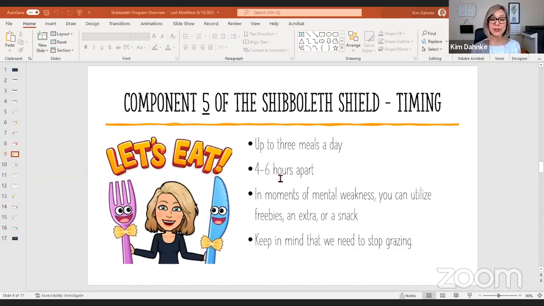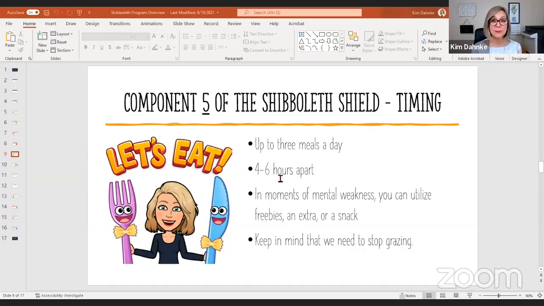You can have up to 3 meals a day. Obviously, normally that would be breakfast, lunch, and dinner. If you are not a breakfast eater, you don't have to eat breakfast. It's no big deal. You can just skip breakfast and eat lunch and dinner. That's fine. But you can have up to 3 meals a day. It is best if you give yourself 4 to 6 hours apart between meals. It makes sense. You wake up, you eat breakfast, you give yourself 4 to 6 hours, you eat lunch, you give yourself 4 to 6 hours. It sounds like a very reasonable, balanced day, and it is.